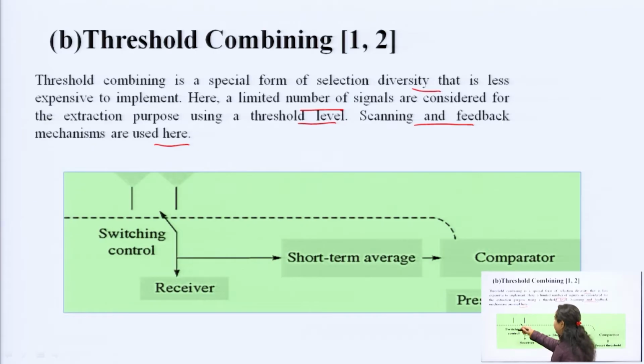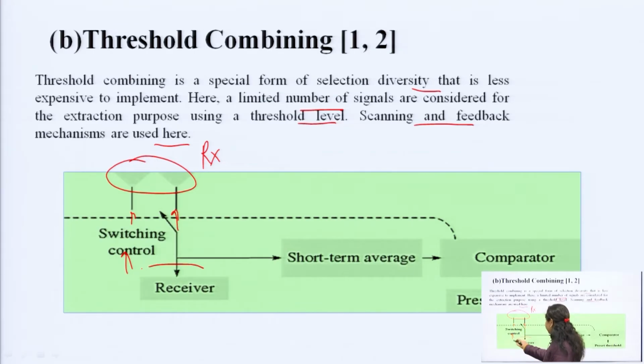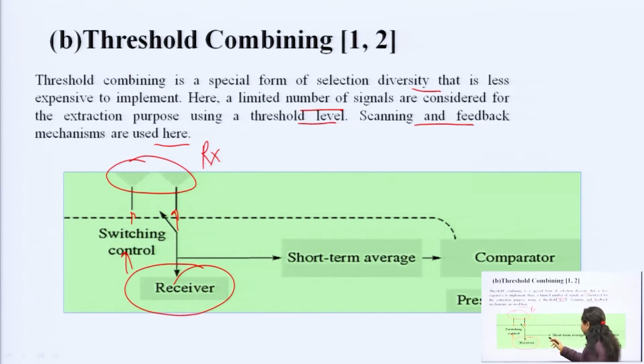Like you can see over here, these are the different antennas which are connected at the receiver side, and this is the switching control, which means it will switch at this particular antenna, it will switch at this particular antenna. Now, this is received at this particular receiver. Now, this is applied to a short term average, which will take the average of all the signals that are received at different paths. Now, this is applied to a comparator.